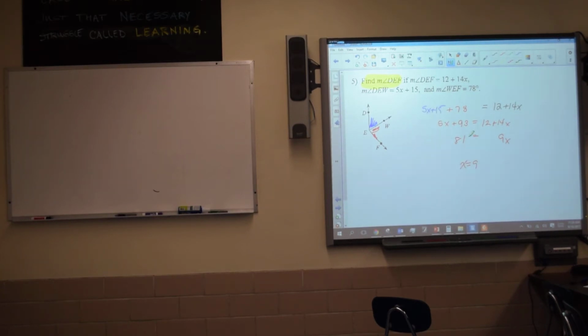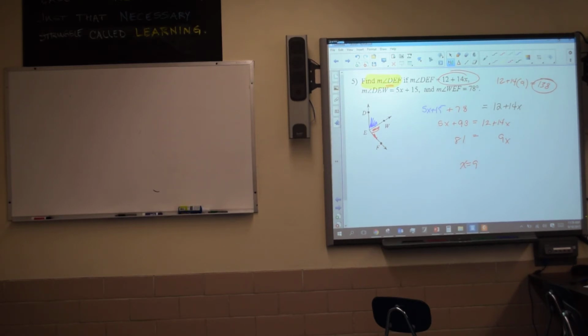So if x is 9, we're going to plug that back in to find DEF. So we got to plug it back into this expression here. So 12 plus 14 times 9. So what's that? 140 minus 14 would be 126, plus 12, 138. Okay, so we're looking for number 5 to be 138 degrees.